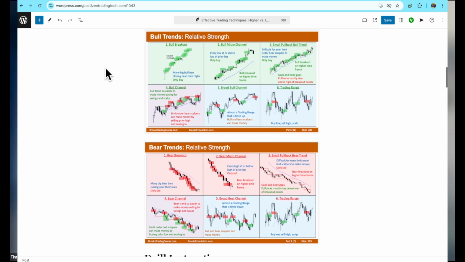In the first video, I took a concept from Dr. Al Brooks, which was talking about the relative strength of channels. If you have a bull channel on this time frame and you go up a time frame, that bull channel is probably a small pullback bull trend, a bull micro channel, or if it's really strong, a bull breakout.